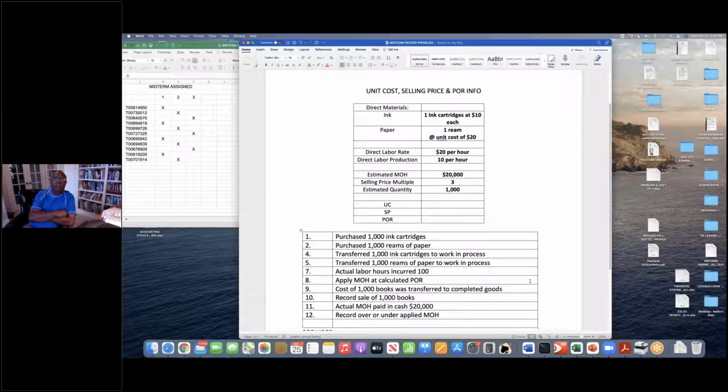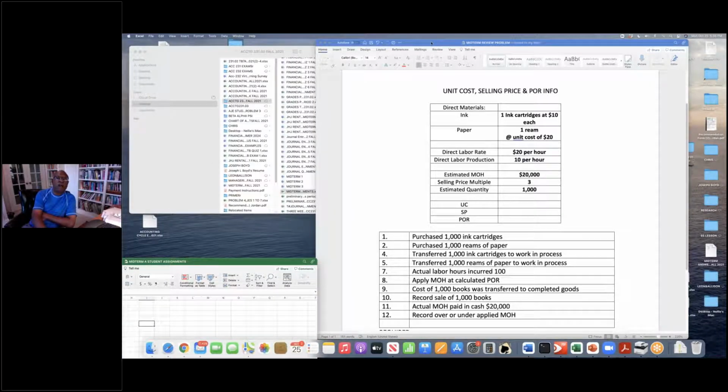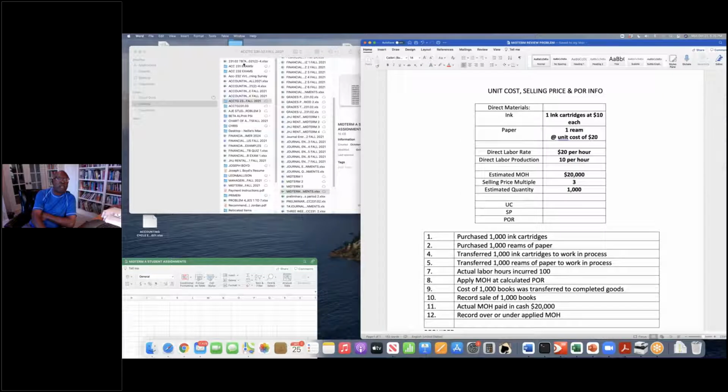Okay? So what I want everybody to do is take 10 minutes at the most, and let's get the assumptions straight, and let's get unit cost, selling price, and POR. Because without that, you have problems later. So can you, with this information, get the unit cost, selling price, and POR? We're going to take about 10 minutes or whenever y'all have that finished, so you can give me those 3 numbers.